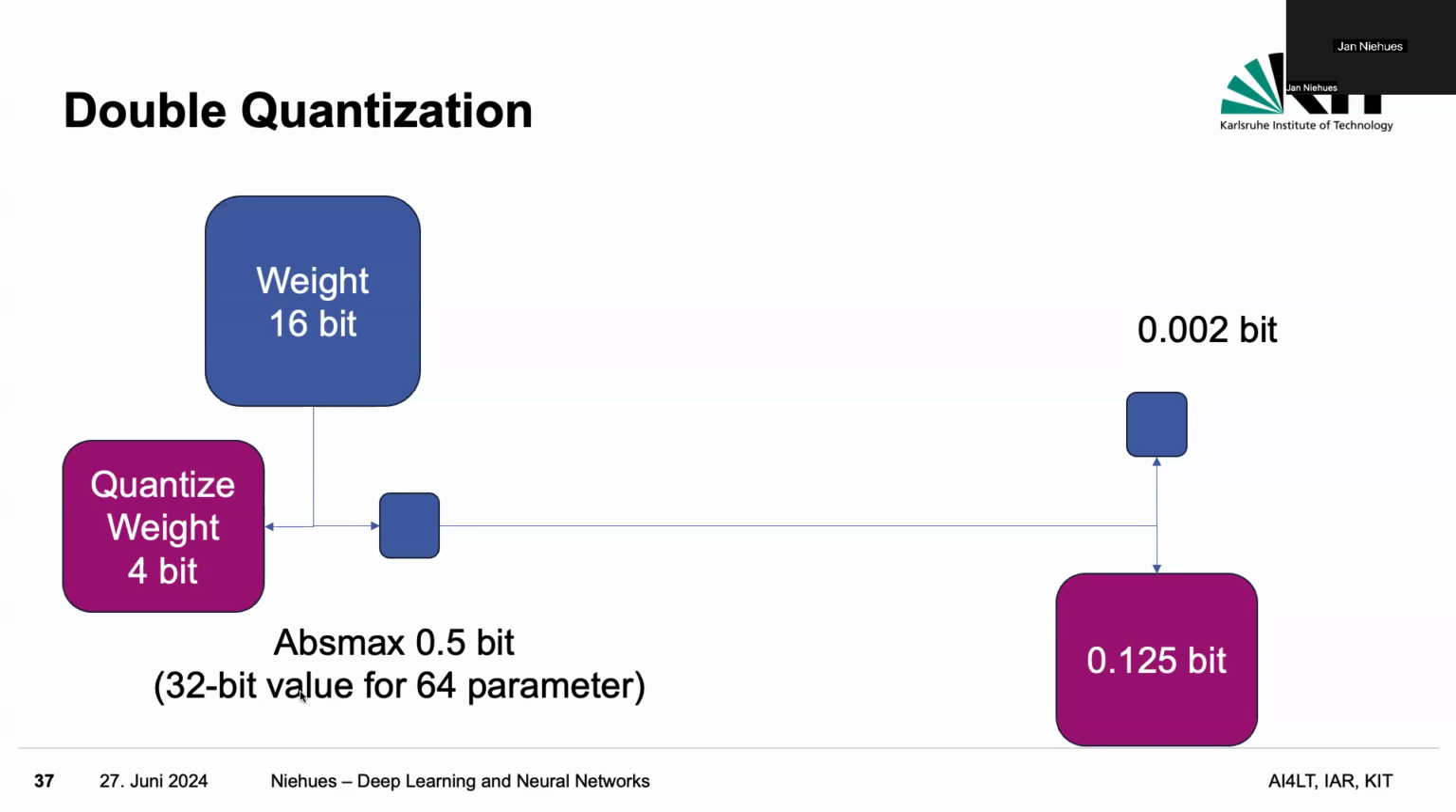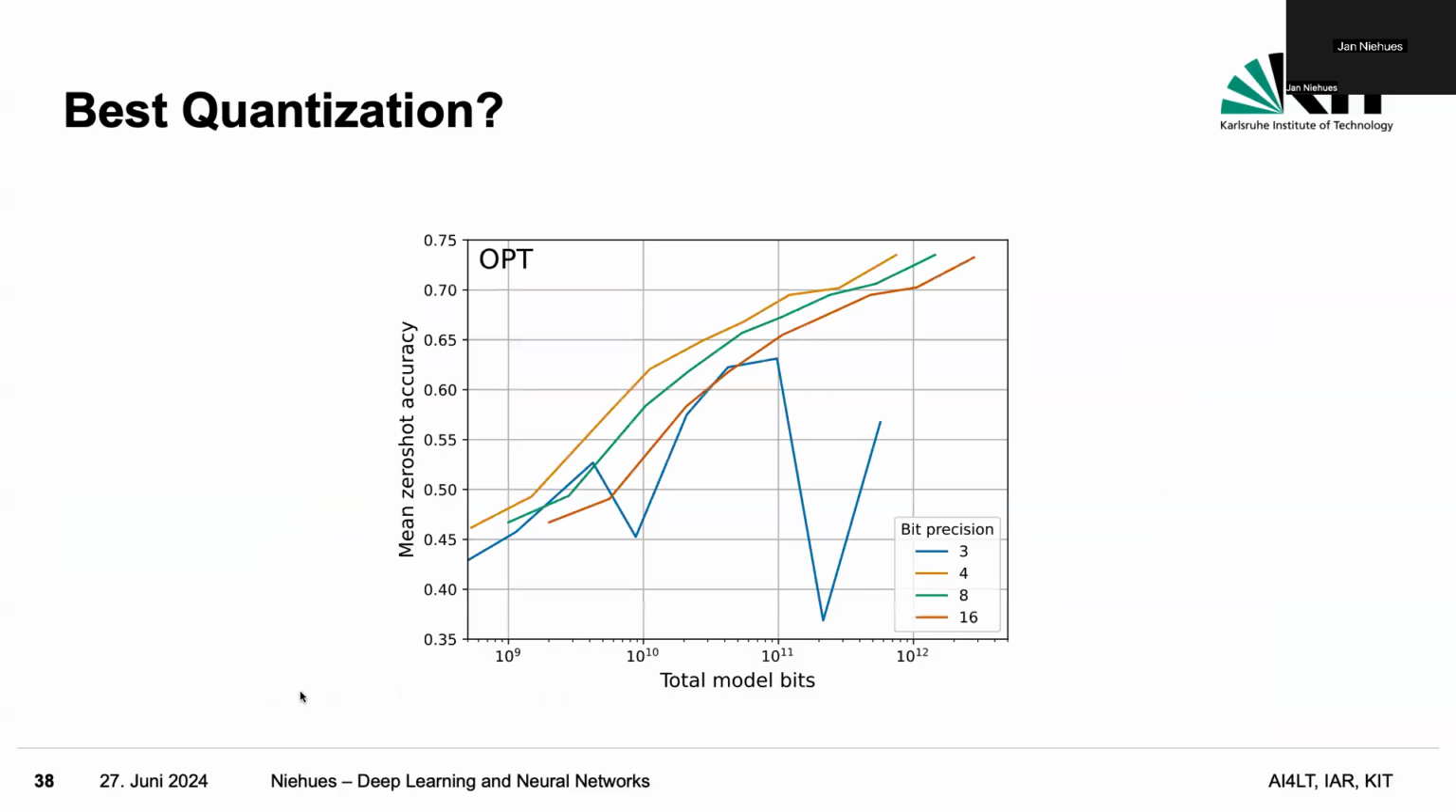Any more questions? Okay. So for the last minutes of today, let's have a look at how we measure it and what the effect is. You can measure how good the performance is for a model given its total model bits. You can store your model in 3, 4, 8, and 16 bits, and then measure how good the model is. This is done here for a large language model in mean zero-shot accuracy, so you give a task just by describing it in the prompt, it should solve it, and you look at the performance.